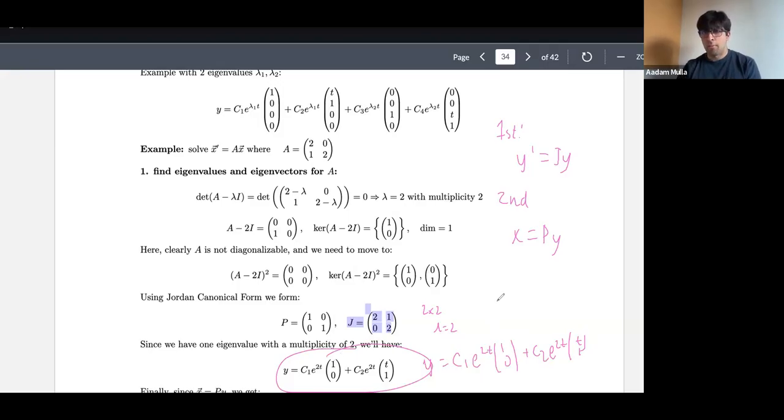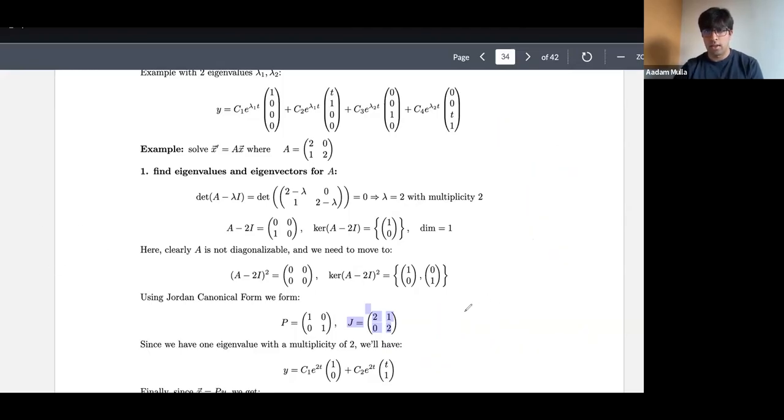Then to do x equals py, you just take each one of these and multiply it by p, right? Think about this. To do it simply, let's take this guy, move it up here. I would actually multiply these into the vectors. So I would write it as y equals c1 e to the 2t and then 0 plus c2 e to the 2t times t, c2 e to the 2t.